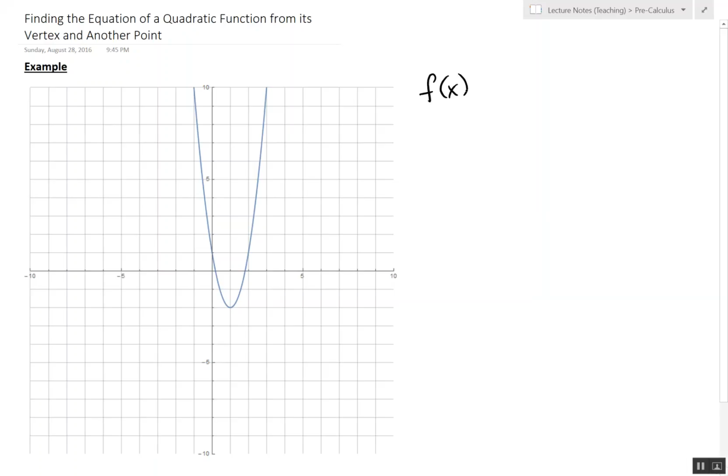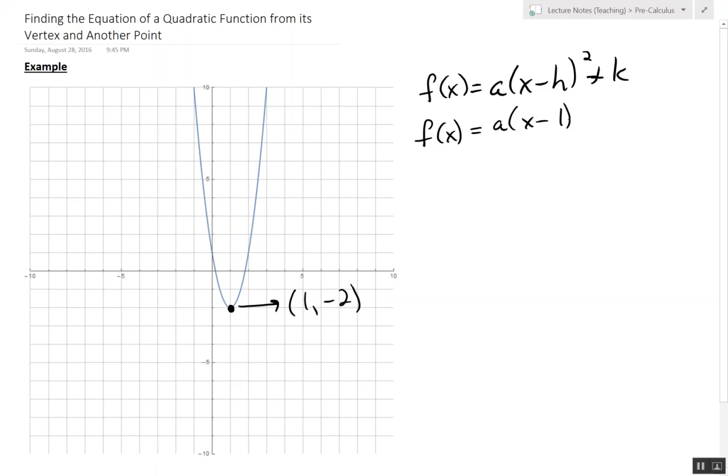f of x equals a times (x minus h) squared plus k, and we need to figure out what h, k, and a are. Well, the h and the k is simple. It's just the vertex. Notice that the vertex is down here at this point, which is (1, negative 2). So we just plug that into our equation: f of x equals a times (x minus 1) squared minus 2. Remember that the h gets the opposite sign and k keeps the sign from the point. Now we have to figure out a.